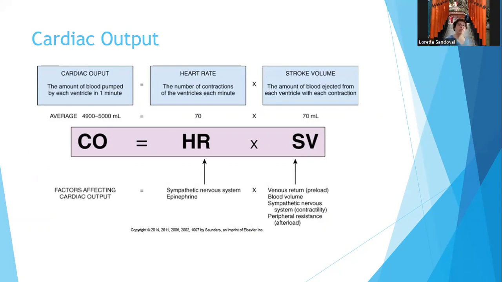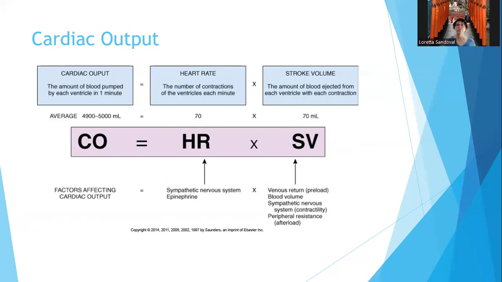So if the average heart rate is 70 and the average stroke volume is 70 milliliters, you do the math and you come out with an average cardiac output of 4,900 milliliters or 4.9 liters per minute. Okay, makes sense. The factors that affect that: our heart rate is affected by our sympathetic nervous system. So epinephrine in our sympathetic nervous system can increase the heart rate. So you increase heart rate, you increase cardiac output.